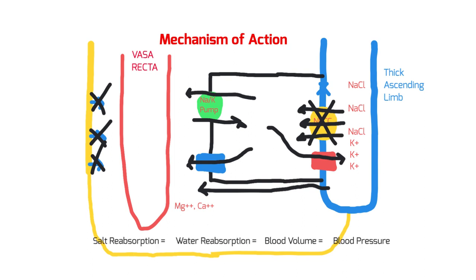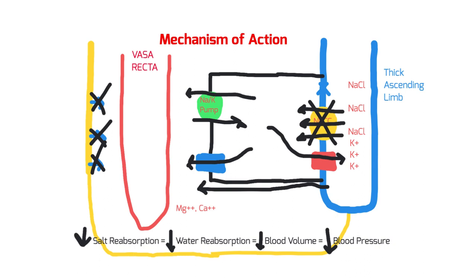So to sum it up, there's going to be less salt reabsorption in the thick ascending limb, and therefore there will be less water reabsorption in the descending limb. And when there's less water reabsorption, that means there's less water in our blood volume, so a decrease in our blood volume ultimately leads to a decreased blood pressure.